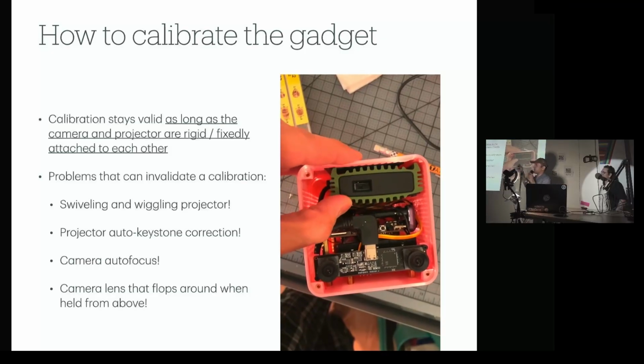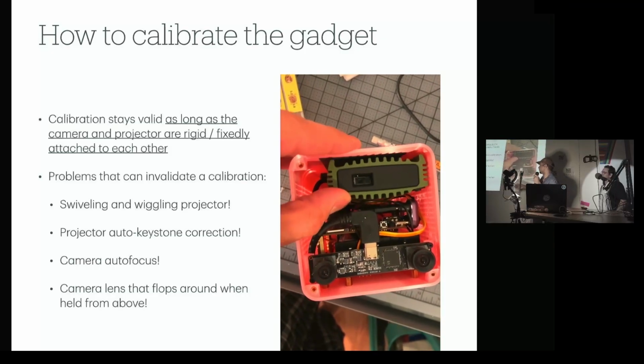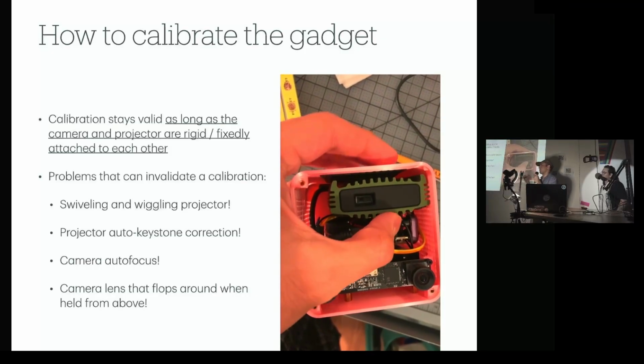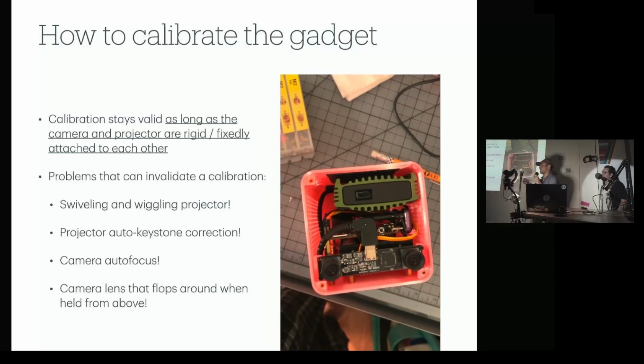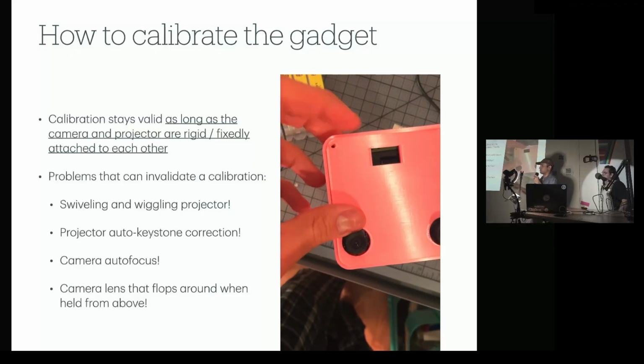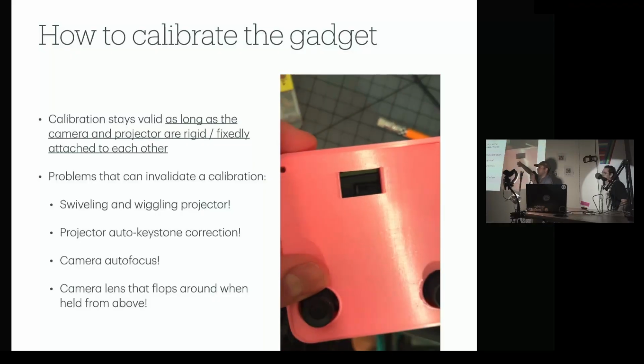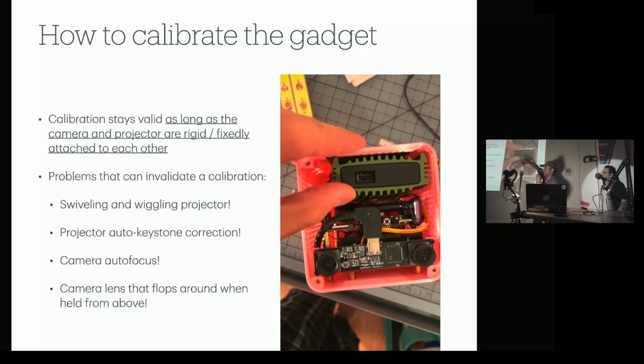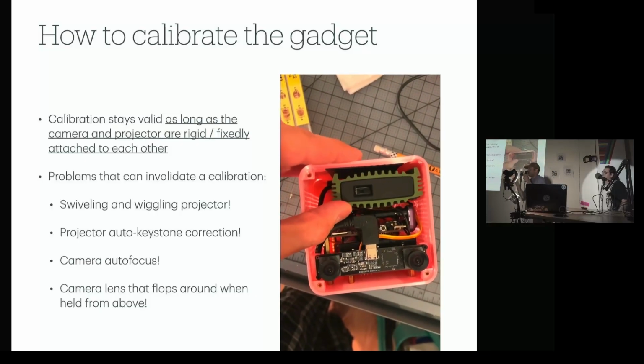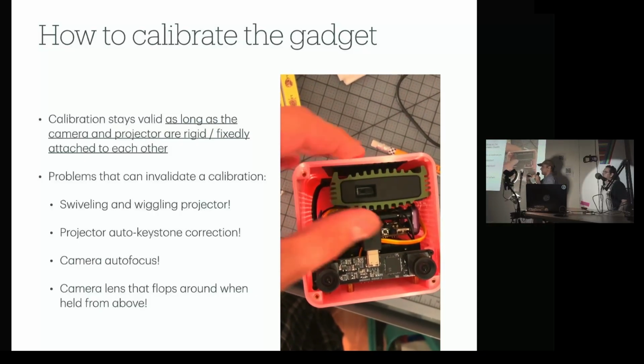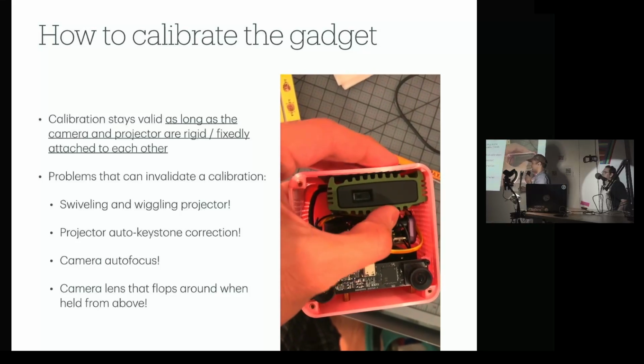A lot of cameras will autofocus, though this one doesn't. You need to turn that off. You need to set fixed focus because that'll change the optics and also screw it up. The Raspberry Pi camera had a lens where if you held it forward, it was fine, but if you held it downward, it would flop around, and that will also destroy your calibration. So you need to stamp out everything like that. Otherwise, your calibration will break.